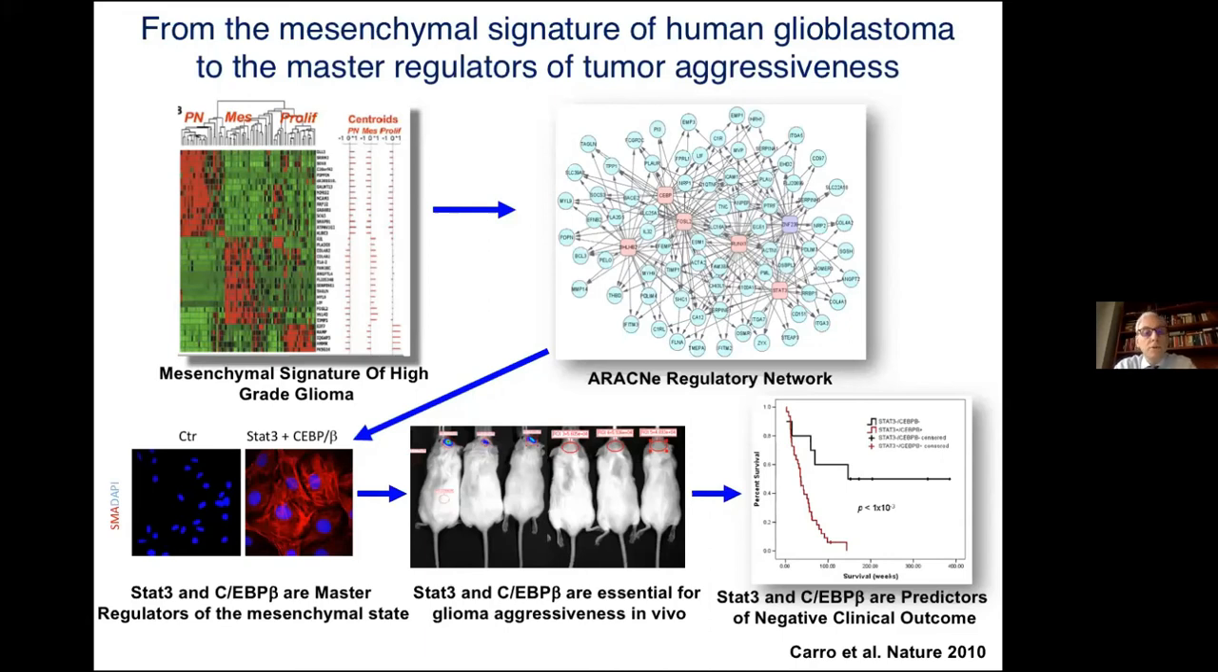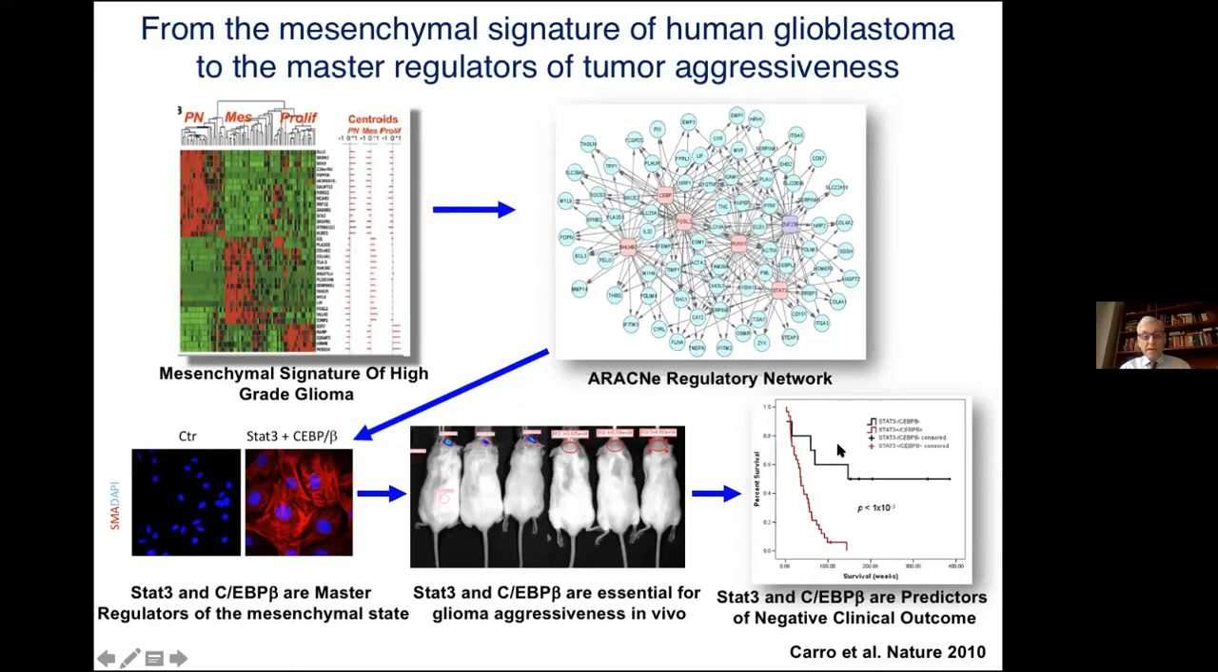So when we started this work, next generation sequencing approaches that now have become so important for our work, as well as for many others, had not started yet. So we developed a computational approach based on a reverse engineering algorithm that you see depicted here, that was defined as ARACNe, whose goal is the identification of master regulators of the mesenchymal signature of high-grade glioma. And we came up with two of these master regulators, transcription factors, STAT3 and C/EBP beta, that turned out to be both sufficient and necessary for the activity of the mesenchymal phenotype in high-grade glioma.